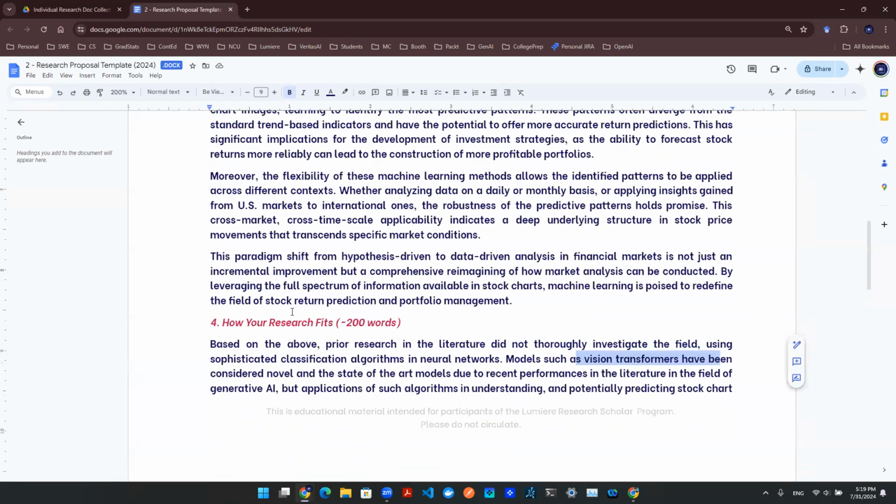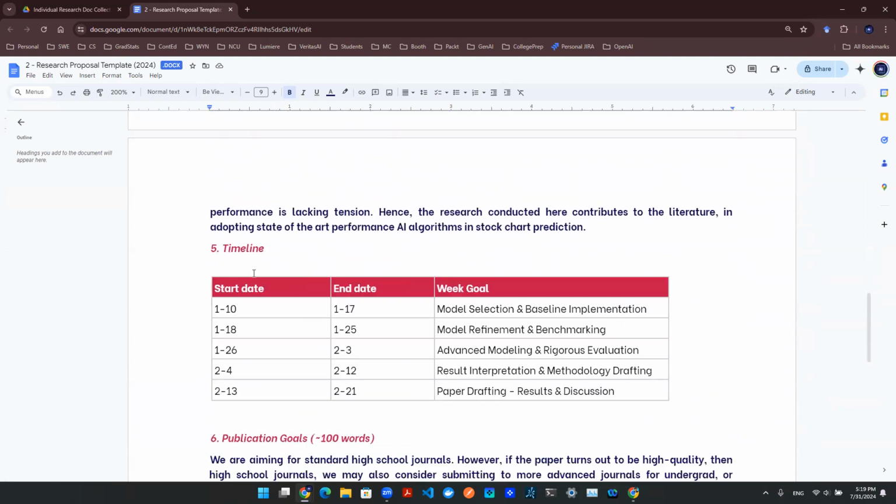So number 3 and number 4, they kind of go in sequential order. Next is a timeline. In understanding timeline, it really kind of depends on every student's own goal. But for the sake of simplicity, here we list out the weekly goal. It starts with model selection and baseline implementation. Next thing is model refinement and benchmarking. Third is advanced modeling and rigorous evaluation.